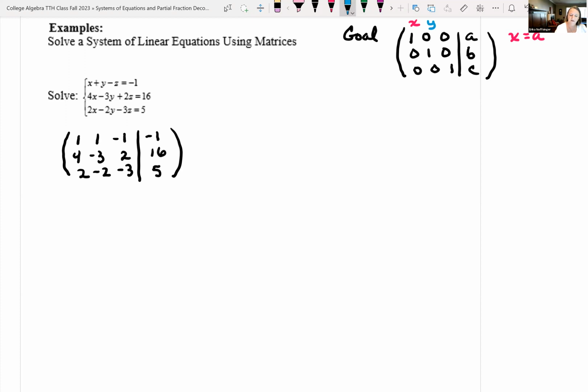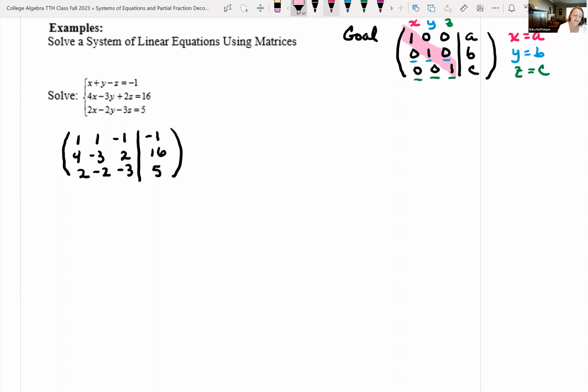Our second column was our y values. And so we have 0x plus 1y plus 0z is equal to B. And the third row gives us 0x plus 0y, since the third column is z, plus 1z, so z is equal to C. So our goal, again, is to get these ones on the main diagonal and zeros above and below those ones.